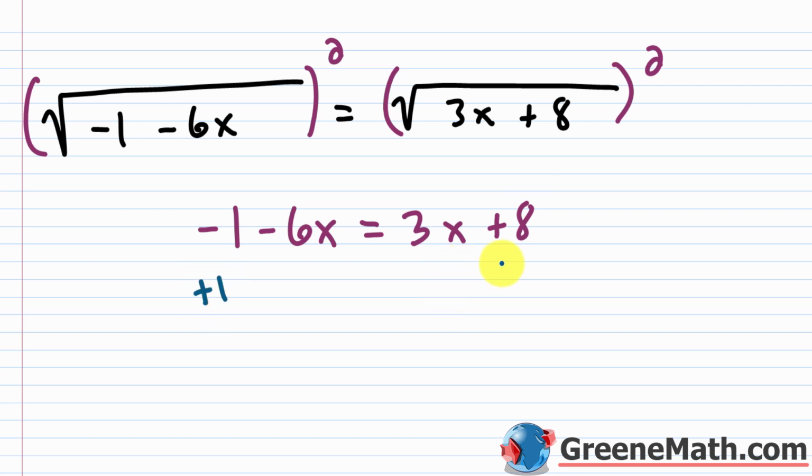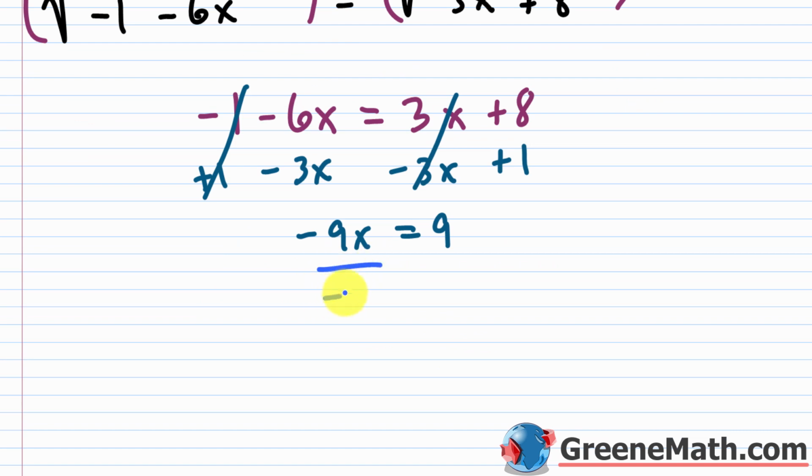So let's add 1 to both sides of the equation here. That would cancel. Let's subtract 3x away from each side of the equation. That would cancel. So -6x minus 3x is -9x. And this equals 8 plus 1, which is 9. Okay, from here, I'm going to divide both sides of the equation by -9. Let's cancel this. We'll say x is equal to -1.